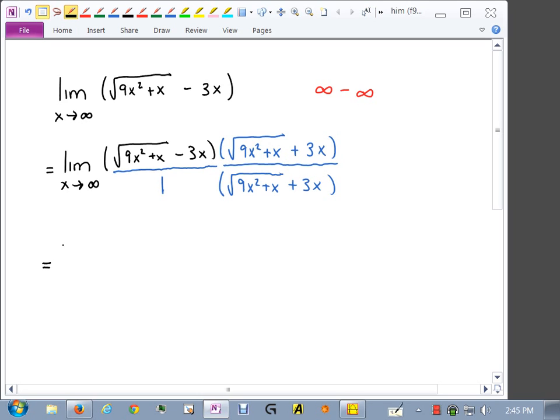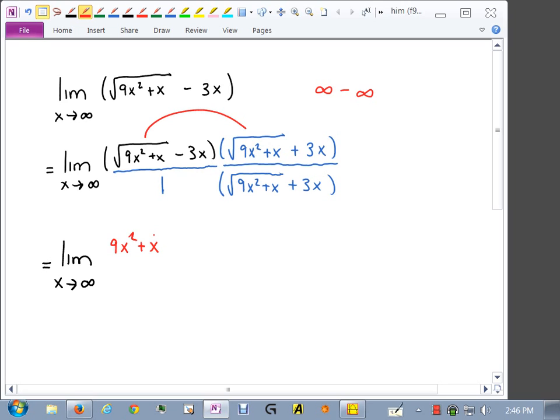Not a natural move, right? That's not something you would think of doing just offhand necessarily. So when I expand this out, I multiply the root and the root together. The roots go away. You're left with just the radicand, 9x squared plus x. Then the middle terms will cancel out, which is the whole purpose of coming in with a conjugate.